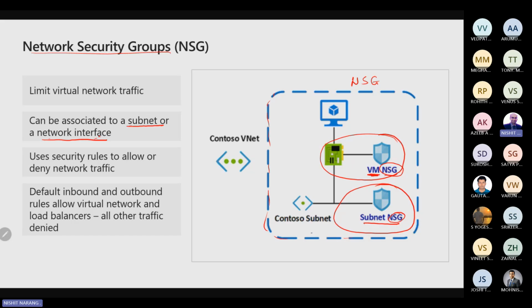And then I can say what kind of traffic from outside the NSG is allowed into this NSG, and what kind of traffic can flow from within the NSG to outside. All those flow rules I can define. I can limit network traffic.